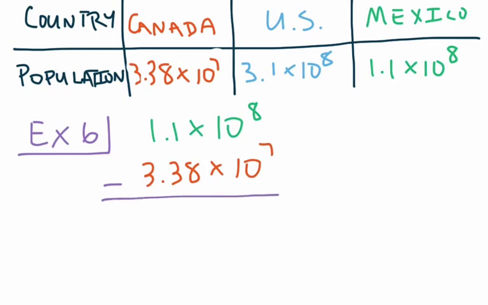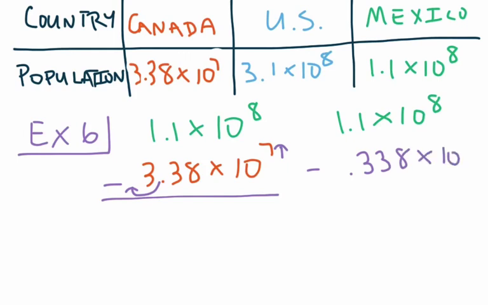Now again, my issue that I was dealing with in the last example, my exponents are still not equal. So I need to rewrite this problem using equal exponents. So I again need to increase my exponent to 8, and if my exponent goes up, my multiplier in the front has to go smaller. So I end up with 1.1 times 10 to the 8th, and I subtract from that 0.338 times 10 to the 8th.